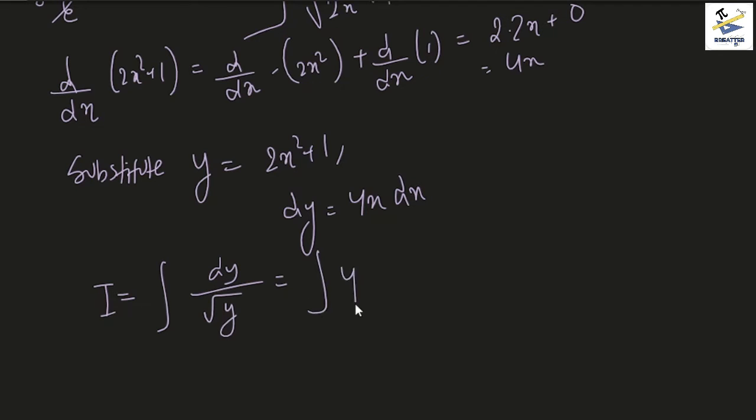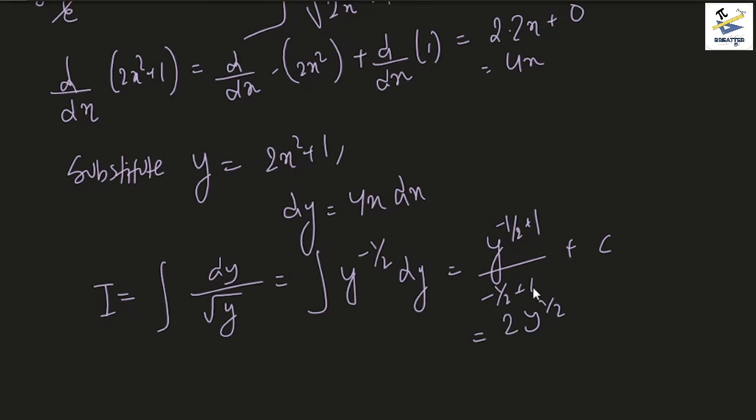But this just means that it's y to the power minus half dy, and using the rule we can write it as y to the power minus half plus 1 by minus half plus 1 plus c, which is basically y to the power half, and this becomes 2 because it's a half in the denominator. We can substitute back our answer to find it's just 2 into root over 2x square plus 1 plus c.